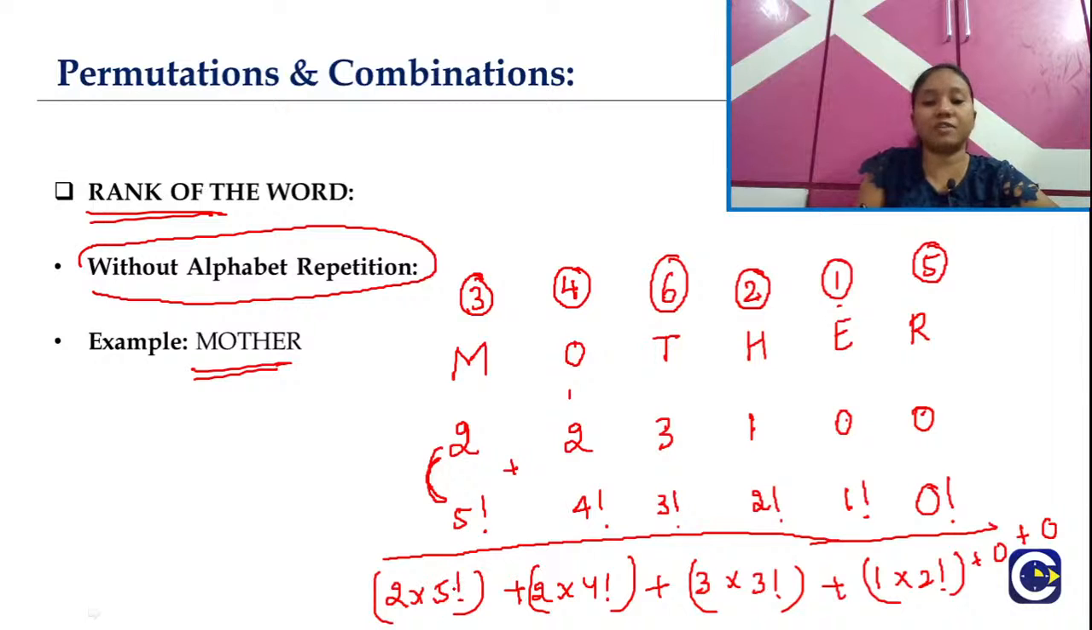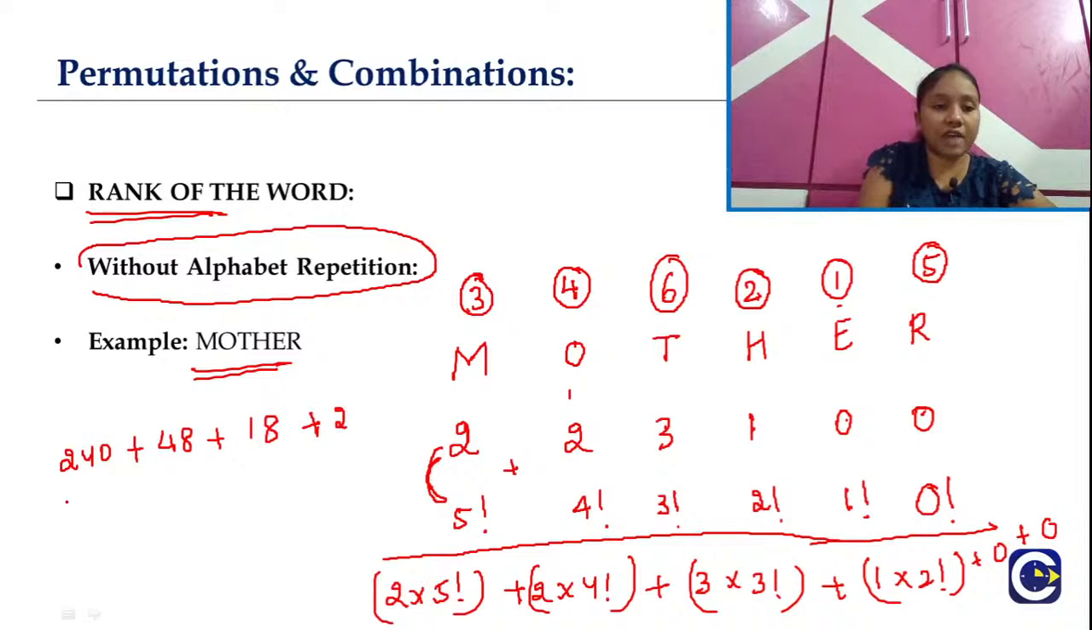So 5 factorial will be 120. 120 into 2 will be 240. And here 4 factorial will be 24. So 24 into 2 will be 48. And 3 factorial will be 6. 6 into 3 will be 18. 2 factorial will be 2. 2 into 1 will be 2.